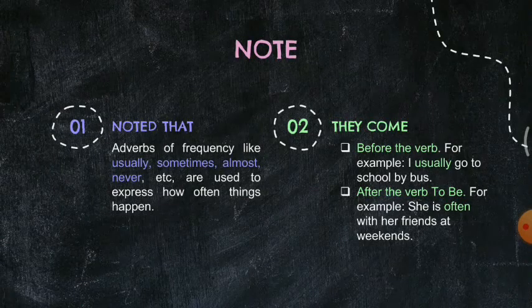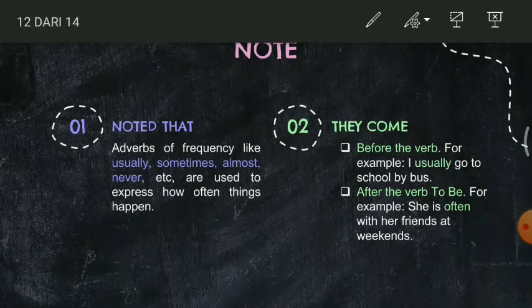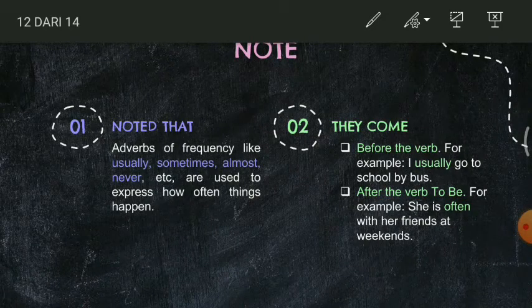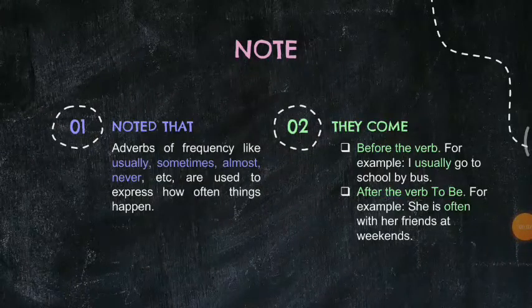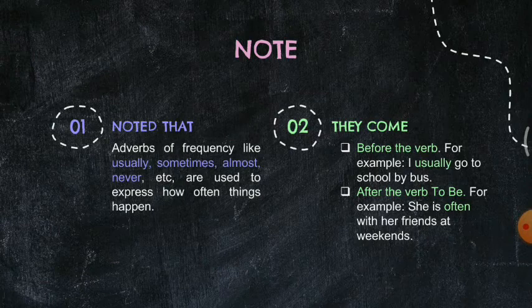Okay, noted. Adverbs of frequency like usually, sometimes, almost, and never are used to express how often things happen. They come before the verb. For example, I usually go to school by bus. Another example: Benny sometimes goes to the mall with her friends. And after the verb to be, for example, she is often with her friends at weekends.